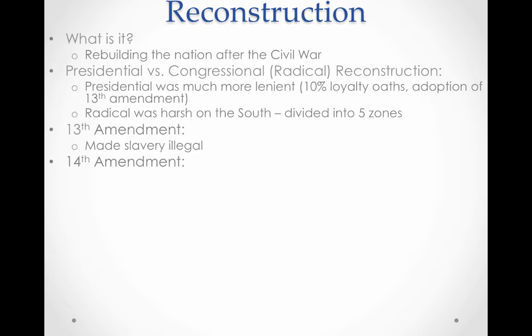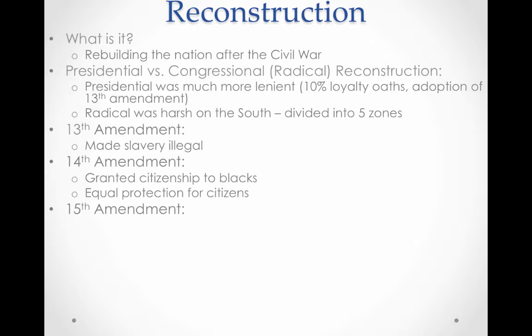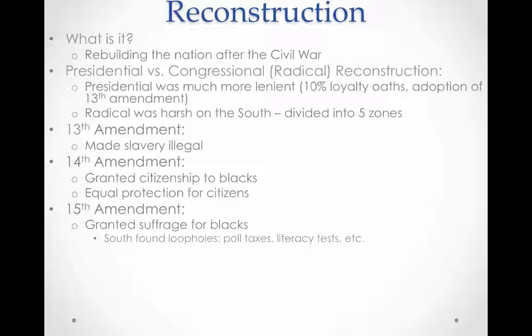No. So in order to make slavery illegal permanently, they had to create an amendment. Now, the 14th Amendment does 2 things. It granted citizenship to blacks and all people born in the United States, and it also provided for equal protection for citizens. That second part is something you'll be focusing on a lot more next year in government. All right, and finally, the 15th Amendment granted suffrage for African-American men within the South. So the South did find loopholes, as we've studied, things like the Jim Crow laws. Examples were poll taxes, literacy tests, that really prevented African-Americans from having the opportunity to truly exercise the right to vote.